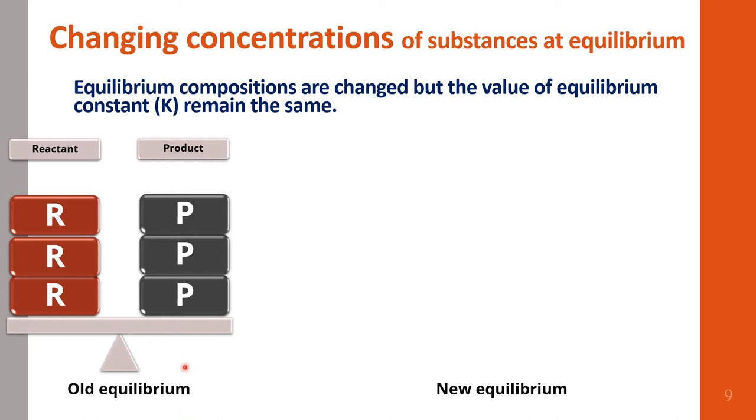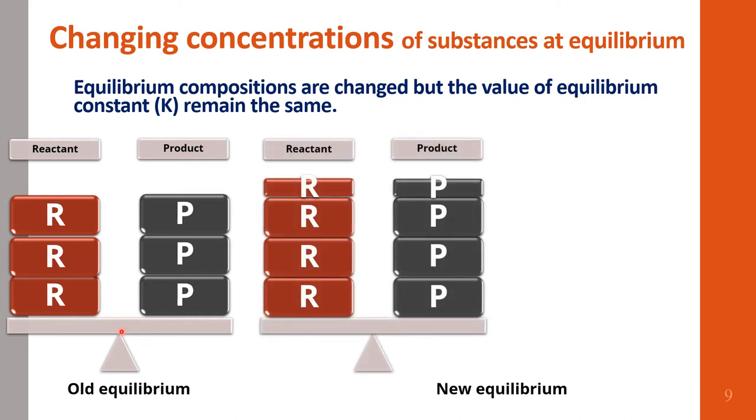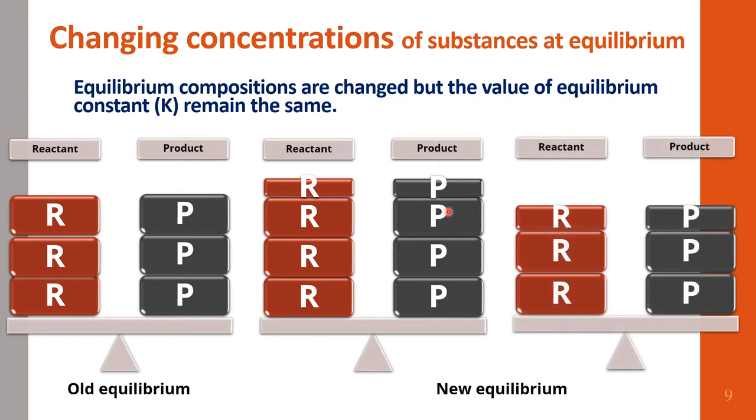Now, let's look at the composition of substances at the new equilibrium compared to the old one. After we disturb the equilibrium either by adding substance in or removing some substance out, we will get a new composition. If we add either reactant or product in, the new equilibrium will have more reactant and also more product. If we remove either product or reactant, the new equilibrium will have less reactant and less product.